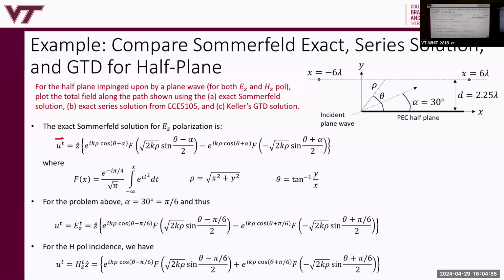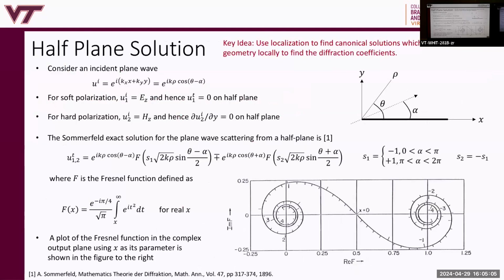So U total is z hat, and then we have this incident plane wave, e to the jk rho cosine of phi minus alpha. I know we saw that last time, but here's how we calculate that. We have e to the jk x x plus k y y, and in this coordinate system, if you convert these variables to cylindrical coordinates, then you end up with this expression.